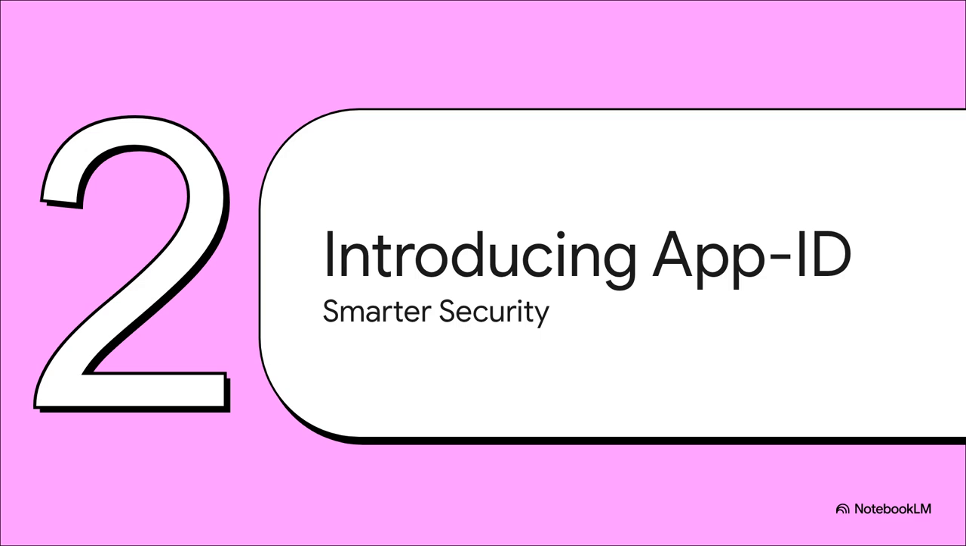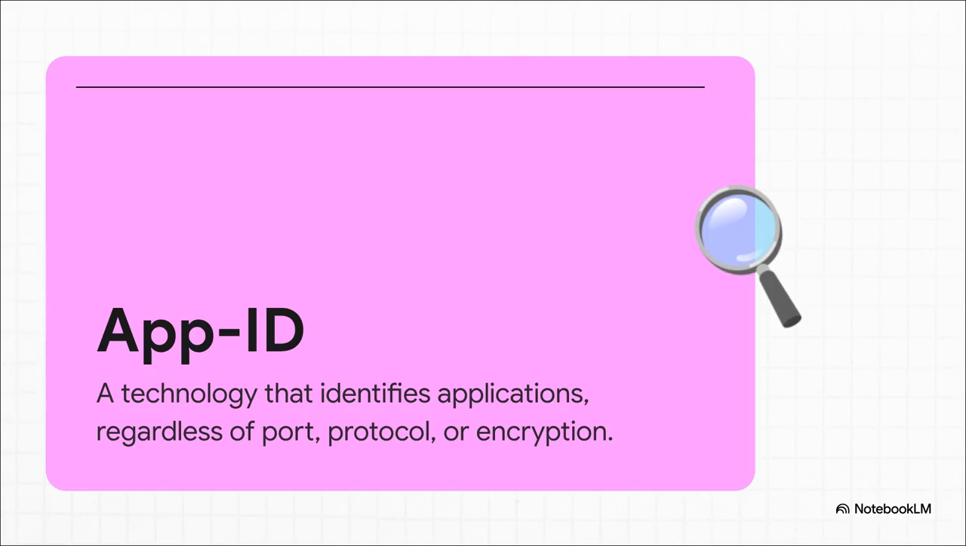And this is where Palo Alto's App ID steps onto the scene, offering a way smarter approach to network security. At its very core, App ID is a classification engine. The key thing here is that it doesn't care about the port, it doesn't care about the protocol, and it doesn't even care if the traffic is encrypted. Its one and only job is to answer a single question: what is the actual application trying to communicate? It gives our blind bouncer a brand new pair of X-ray specs.